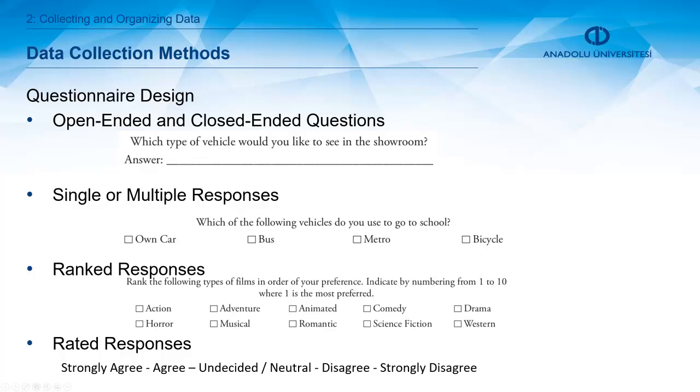And sometimes we have rated responses, and there will be a sentence saying that if you want to go home, I prefer metro. Okay, so this is the sentence, and you will choose whether you agree, strongly agree, or disagree. So you don't use metro all the time, so you can directly say strongly disagree. Maybe the metro is not available in your area. So sometimes we have rated responses.